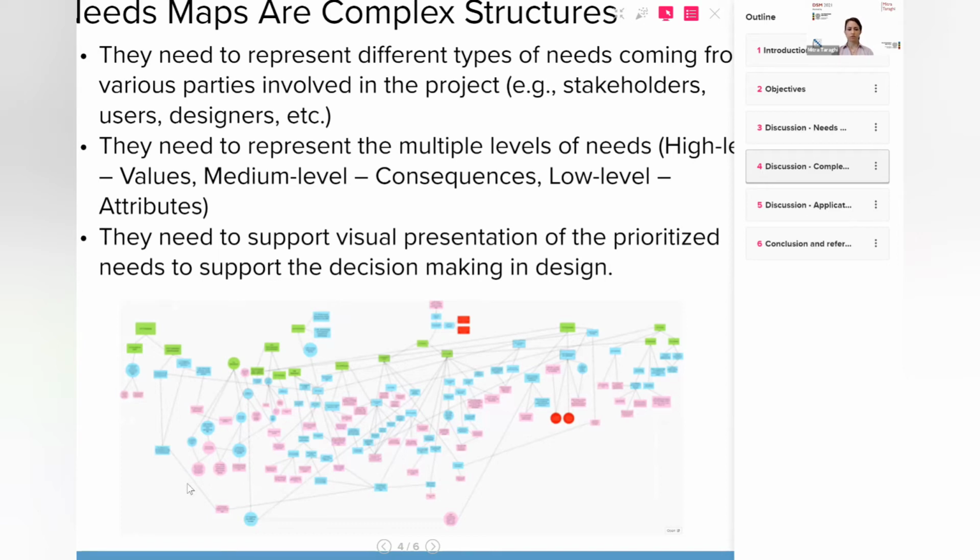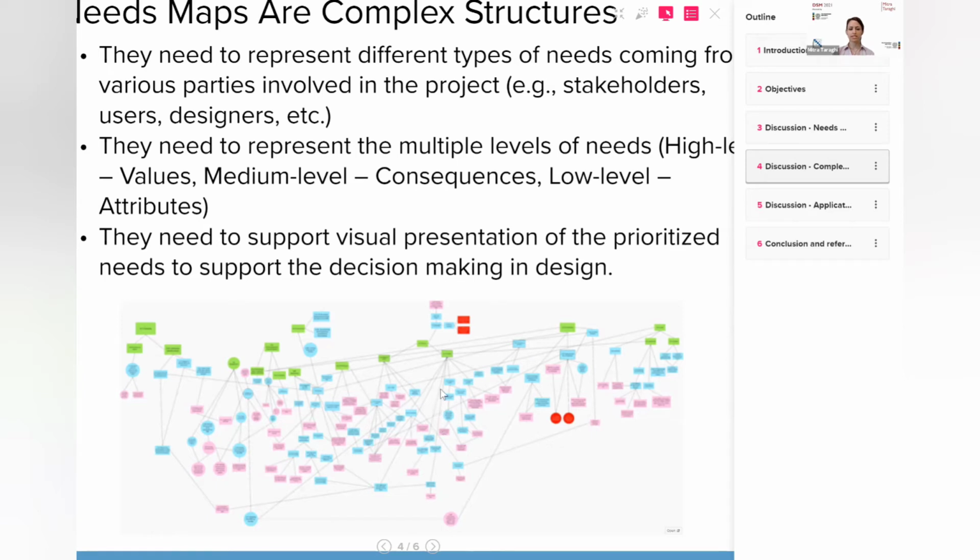Here, we have also used some sort of shape coding. So the squares and rectangles are the ones that are coming from the users, and the circles are the ones that are coming from the business and stakeholders. So we have used this shape coding to make the distinction between the needs and requirements that are coming from different groups of people.